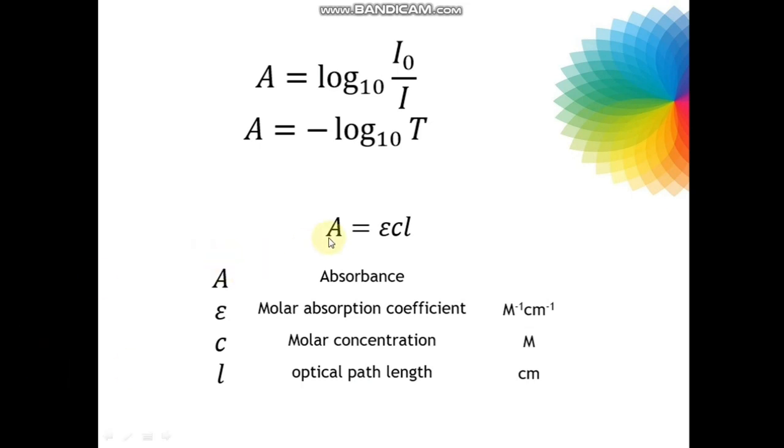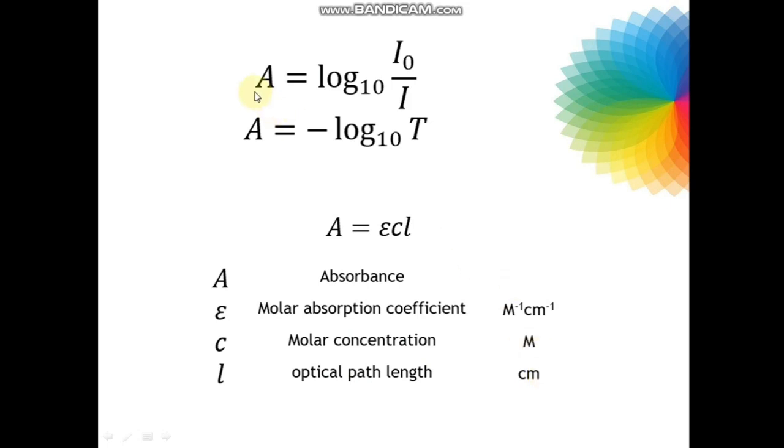Absorbance is directly proportional to the concentration of the solution and the path length also. So epsilon here is the molar absorption coefficient. Absorbance has no unit. Molar absorption coefficient has mole inverse, centimeter inverse as unit. Molar concentration, mole is the unit, and optical path length, the centimeter is the unit.